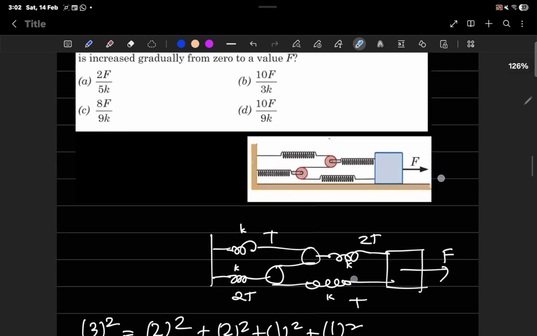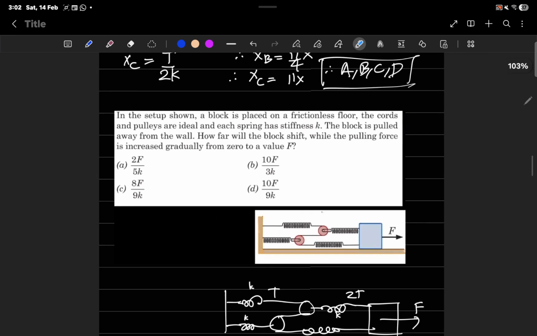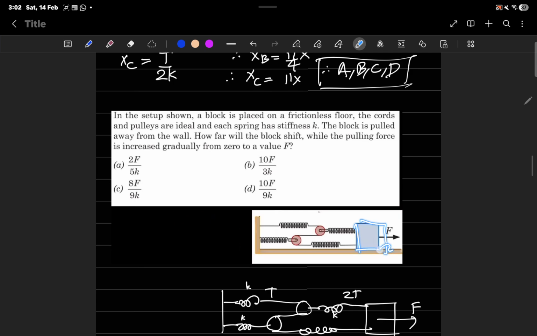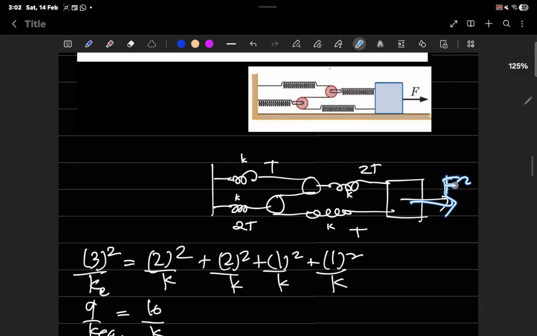So let's take this problem over here, and the setup of the block is shown on the frictionless surface, so you can read the question. Basically we are pulling this block, and we have to find the extension of this block and how far it will shift. So we write F here, and we write the tension. I've assumed T in this spring, so this would be T as well, this would be 2T, and this would again be 2T.